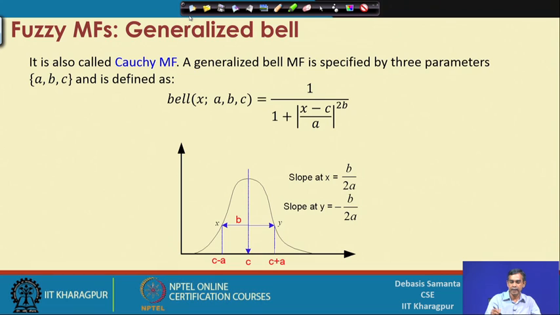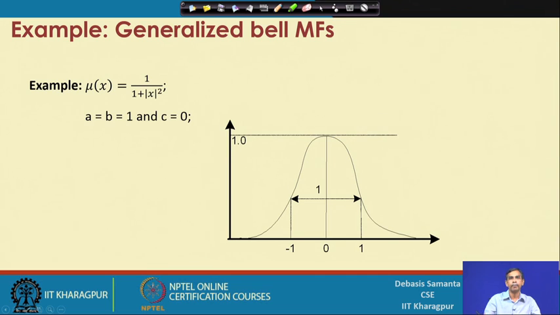The membership function that can be defined using the Cauchy membership function is this, and if we plot this membership function for given values of A, B, C, then the graph will look like what is shown here. So, this is another popular Cauchy membership function, or it is sometimes called the generalized bell.